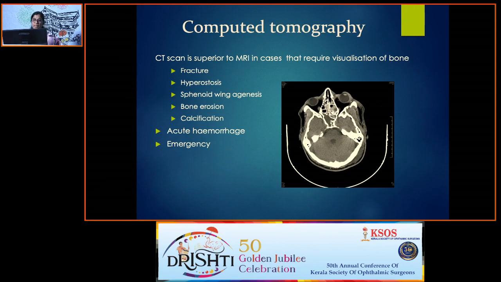indicated. So a CT scan is very useful when you suspect bony lesions, like fracture, hyperostosis, sphenoid wing agenesis, bone erosion, calcification. And in acute hemorrhage and in emergency situations also, CT scan is better.